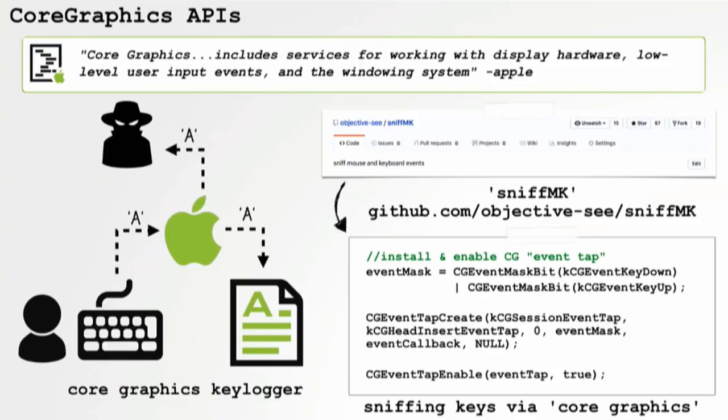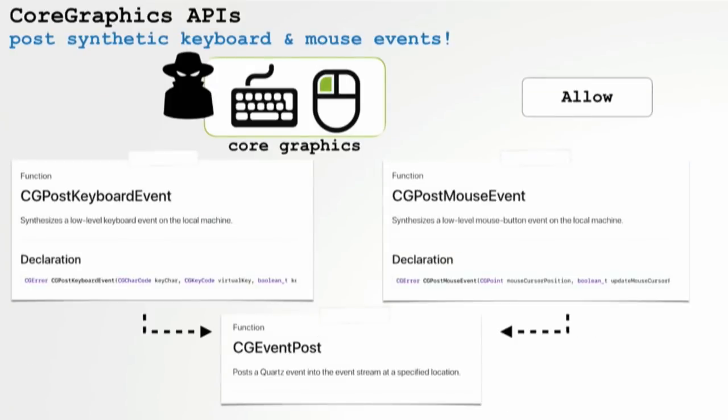So I created an open source project named SniffMK. And what it does in code is three simple things. You specify what events you want to monitor, for example, keyboard or mouse. And then you create what is called a Core Graphics event tap. And you can think of an event tap kind of like when you tap a fiber optic cable, to get access to the content. So once you have this Core Graphics event tap, you can install it and enable it. Now, anytime an operation occurs, a mouse event or a keyboard event, either a manual one or a synthetic one, it will be delivered to your event tap and you can record this action.